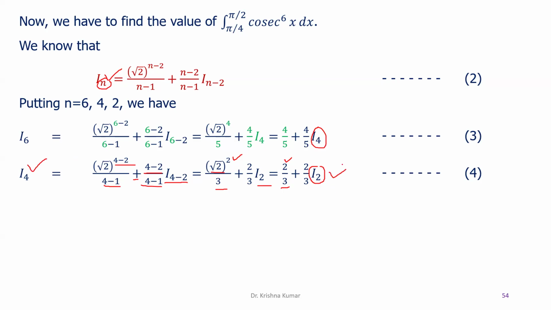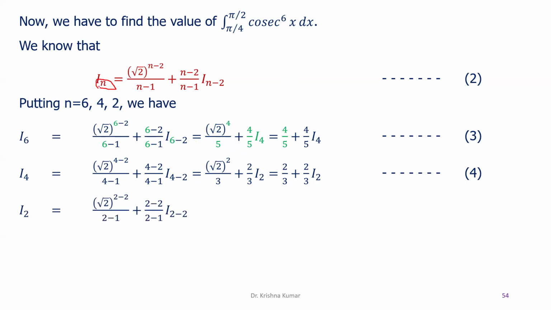So we have to calculate the value of I2 by putting n equal to 2 in equation number 2. We have I2 is equal to (root 2)^(2-2) upon 2 minus 1 plus (2 minus 2) upon (2 minus 1) into I_(2-2). So (root 2)^(2-2) is (root 2)^0 upon 1 plus 0 upon 1 into I0. But we know that something to the power 0 is 1, so 1 upon 1 is 1, and 0 into I0 is 0. So the value of I2 is 1.